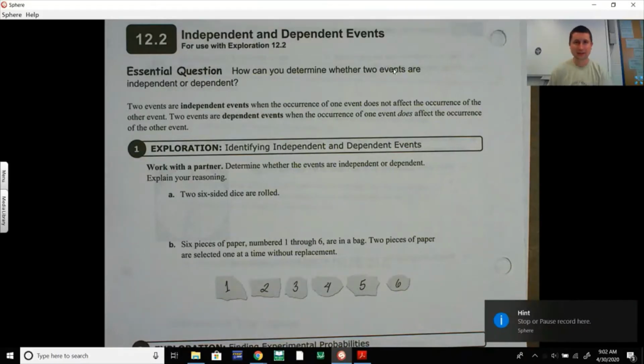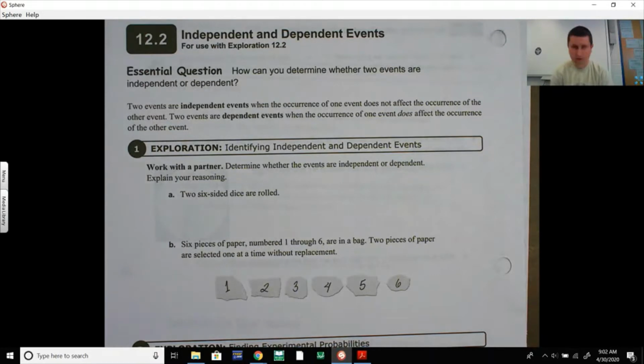Good morning. This is 12.2 in the Big Ideas Geometry textbook, Independent and Dependent Events. The essential question for today is how can you determine whether two events, so two things that are happening, or the probabilities that they happen, are independent or dependent, okay?